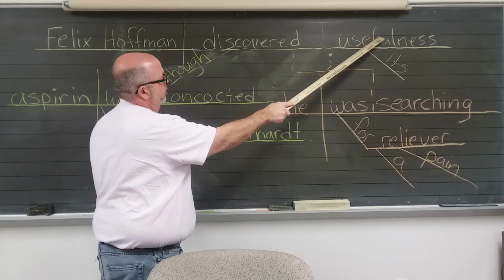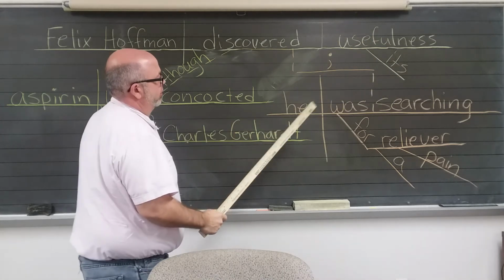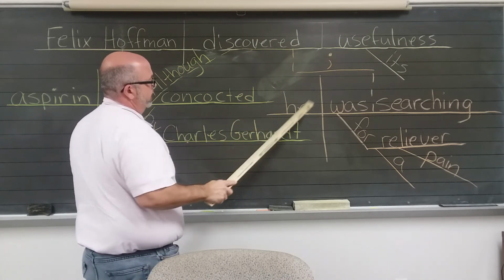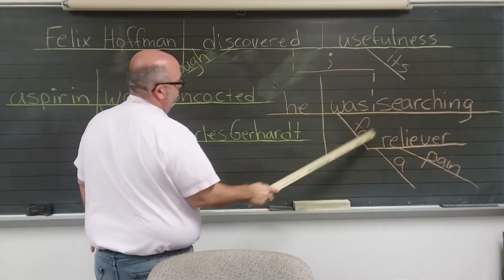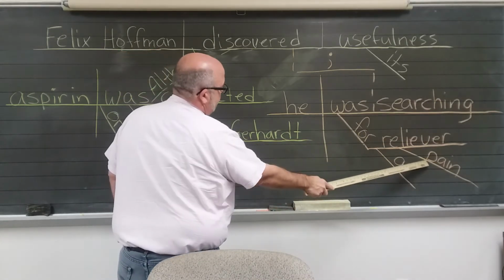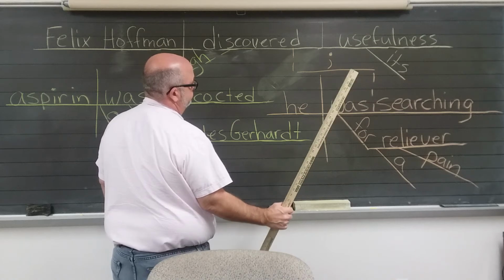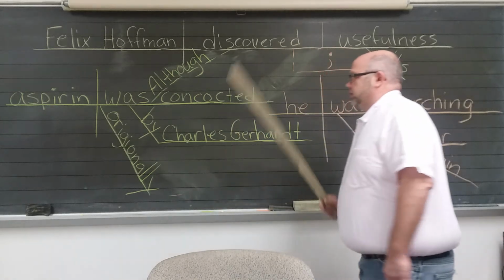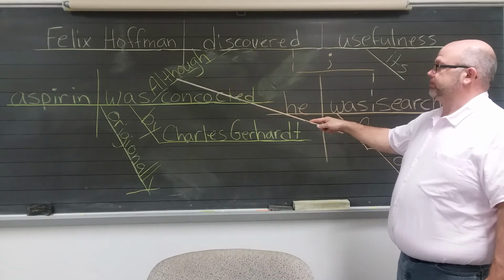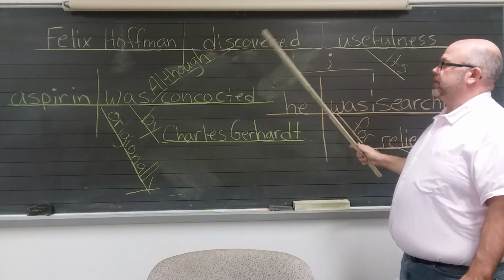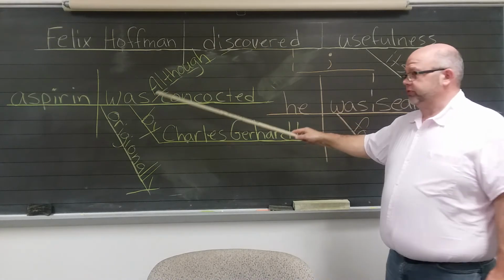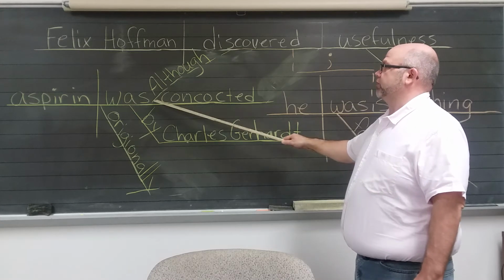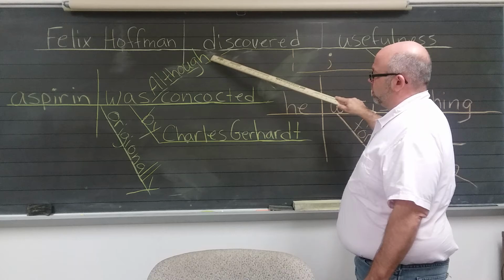Direct object usefulness. What was discovered? Usefulness. Its. All right? Connected to the second independent clause, semicolon on here, he was searching, prepositional phrase, for a pain reliever. All right? And then you simply put your dependent clause, subordinating conjunction. Remember, this is an adverb clause with a subordinating conjunction that always goes from verb to verb. Okay, verb to verb with the subordinating conjunction on the dotted line.